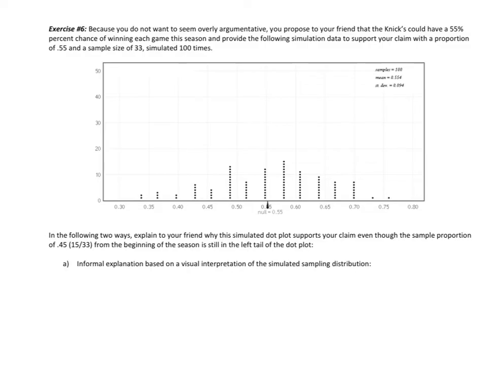So because we don't want to seem overly argumentative, you propose to your friend that the Knicks could have a 55% chance of winning each game this season and provide the following simulation data to support your claim with a proportion of 0.55 and a sample size of 33 simulated 100 times. So again, there should be 100 dots here. We simulated this 100 times. Our sample for each run was 33. And we're saying we have a proportion of 0.55. So again, I'm estimating my mean to be in the middle of the data, so to be 0.55.